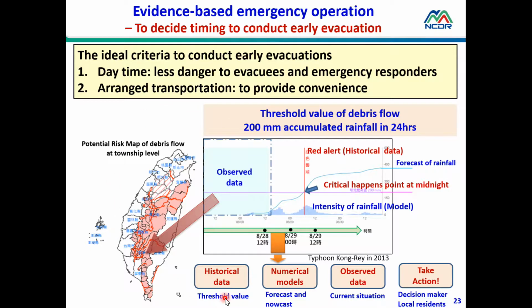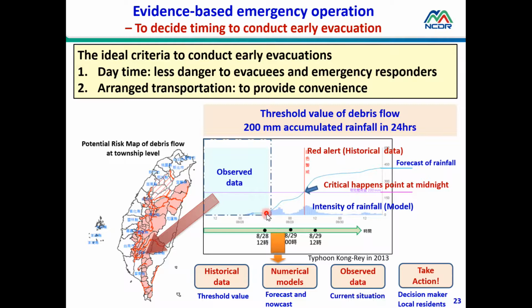This is our approach. First, we need historical data. This pink line is the threshold value of this district. Based on past experience, if the accumulated rainfall curve reaches this point, we could have flooding. So this is historic data to decide the threshold value. Second, we include observed data. You see the light blue shaded area is the observed data from the real-time rain gauge.